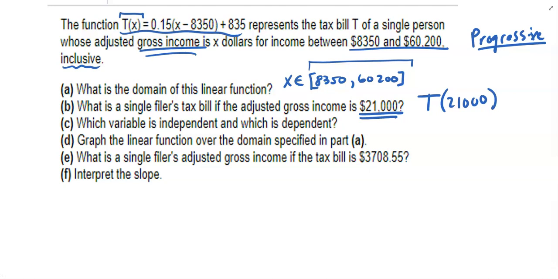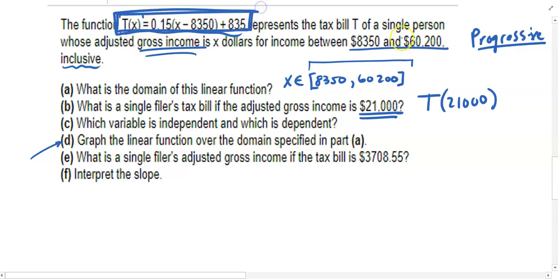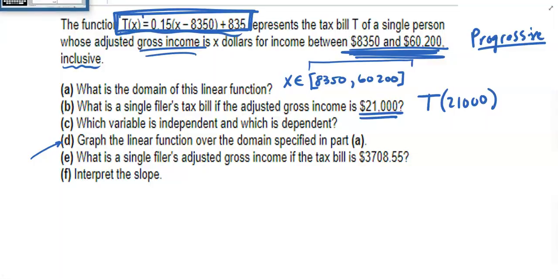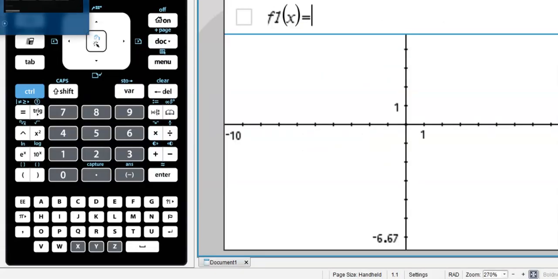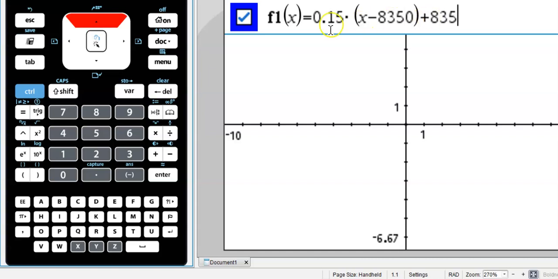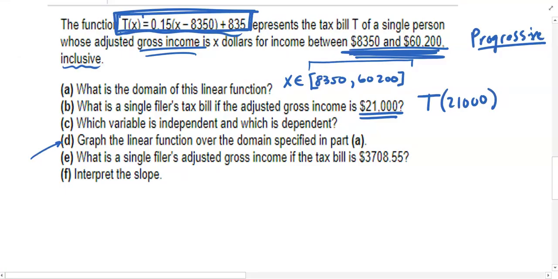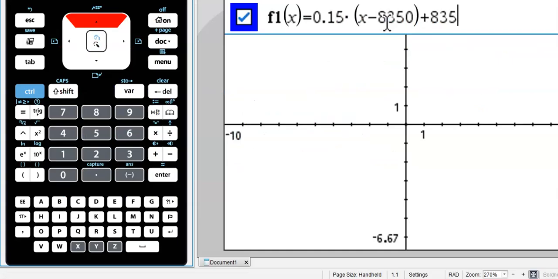Now in Part D, I'm going to use the TI-Nspire to show this because I think it would be worth your while to practice with it too. Graph the linear function over the domain specified. So I'm just going to graph this function as it's written in my Nspire, and I'm going to set the horizontal window between these two data points, and then I'll use the graph to fit as well. So let me set up the calculator now. Okay, so I have the function in here now, 0.15 times (x minus 8350) plus 835. I think that looks about right.